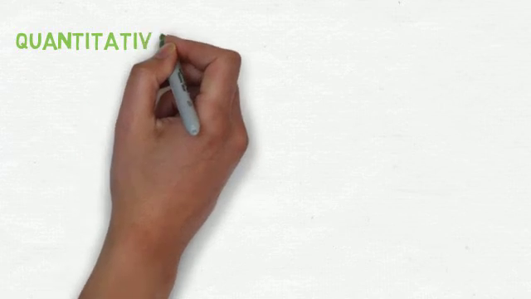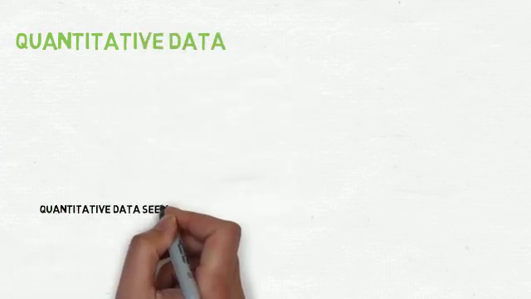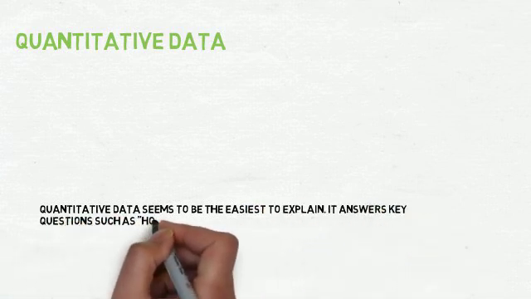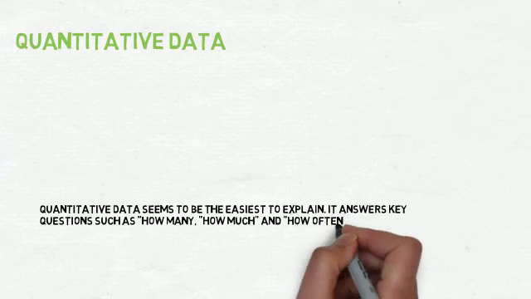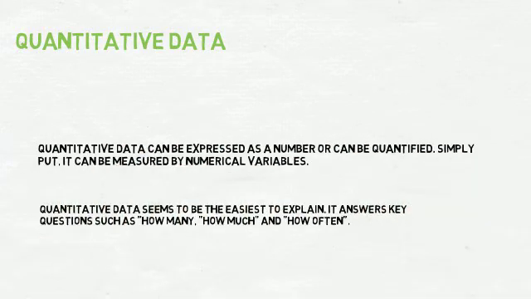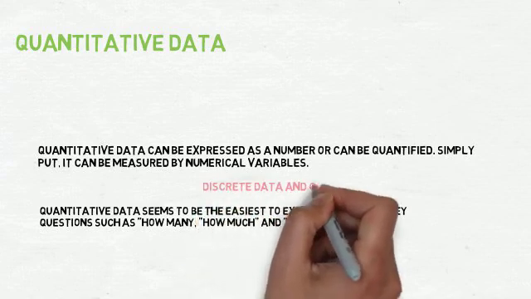Now let's see about quantitative data. It can be expressed as a number or can be quantified. Simply put, it can be measured by numerical value variables. The data seems to be easier to explain. It answers key questions such as how many, how much, and how often. There are two types in it, discrete and continuous data.